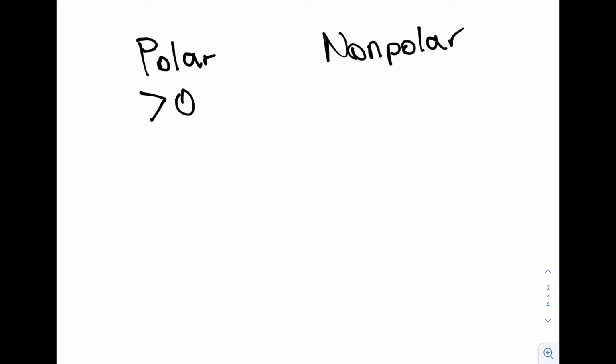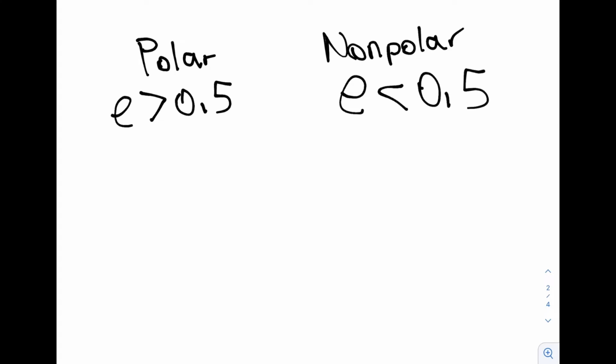So polar and nonpolar bonds. Polar bonds are just bonds between two atoms in which the electronegativity difference between the two atoms is greater than 0.5, the E value. And in nonpolar bonds, it's just the opposite. It's less than 0.5. So this is the number you need to remember if you want to talk about polar or nonpolar bonds.